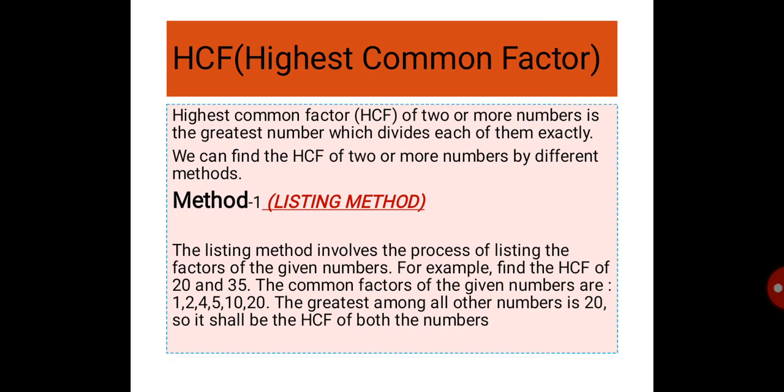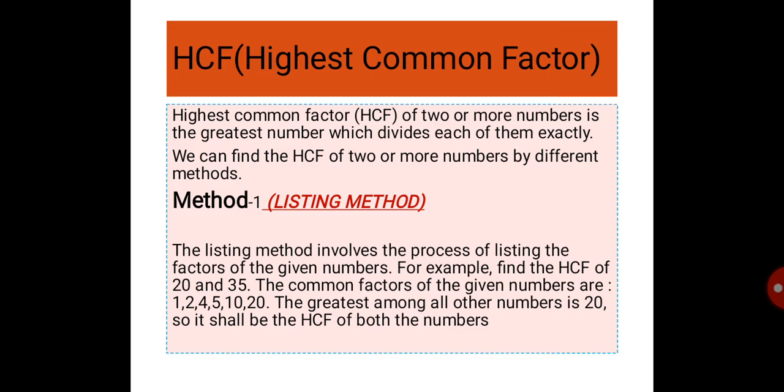So, let's start with its definition. The greatest number which is a common factor of two or more given numbers is called the highest common factor, that is HCF. So there are different methods to find the HCF. First is the listing method. In this we find the factors of both numbers, 20 and 35, and then we see the common factors in both of them. Here I found the common factors are 1, 2, 4, 5, 10, and 20. Now we have to find the greatest among all the common factors, and the greatest is 20. Here 20 is the greatest. So 20 is the HCF of both the numbers.